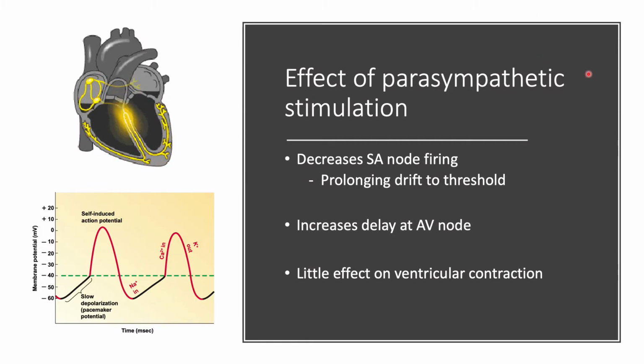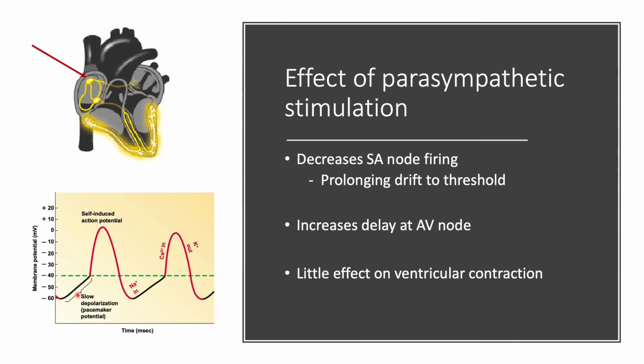First, let's look at the effect of parasympathetic stimulation. So here we're talking about signals from that cardioinhibitory center. Well, the first thing we're going to do is we're going to decrease the depolarization at that SA node. So stop firing of those action potentials at such a quick rate. So we're going to slow that down. And we do that by increasing this drift to threshold here with those autorhythmic cells.